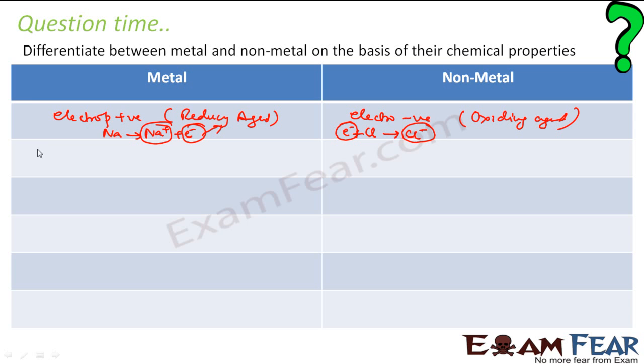Now if you talk about the reaction with oxygen, when a metal reacts with oxygen, you get a basic oxide. Please note, the oxide you get is a basic oxide. For example, Na plus O2 gives Na2O. They are all basic oxides and they all have ionic bonds, because Na becomes Na+ and O becomes O2-, and they are all stable.